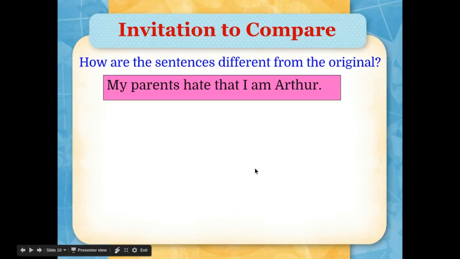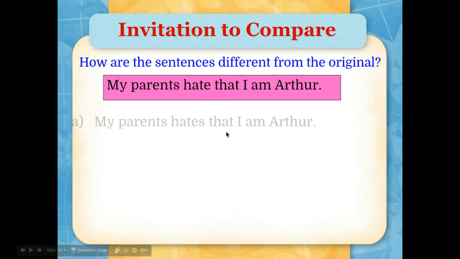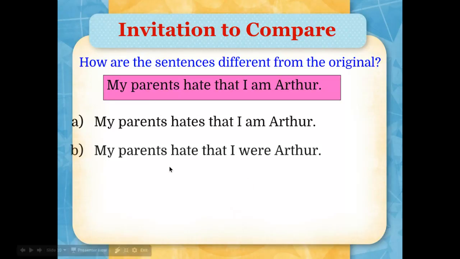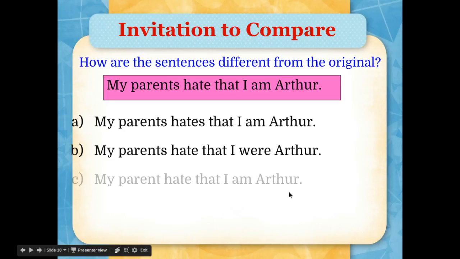How our sentence is different from the original. My parents hate that I am Arthur. That's even a tongue twister when you try to put S's on both the subject and the verb. My parents hate that I were Arthur. This is different here. I am Arthur instead of were Arthur. My parents hate that I am Arthur. We're missing the S there.